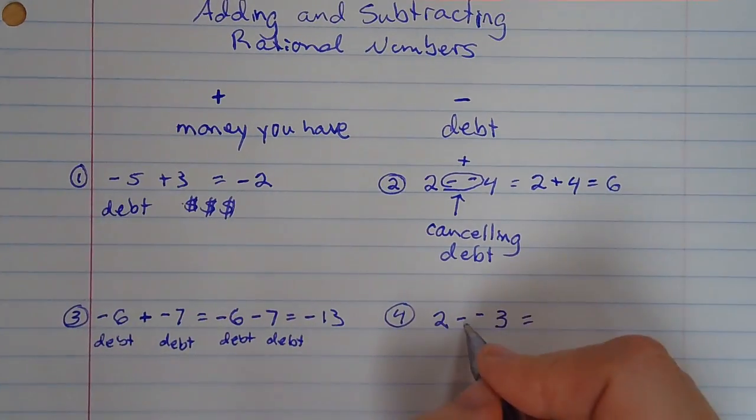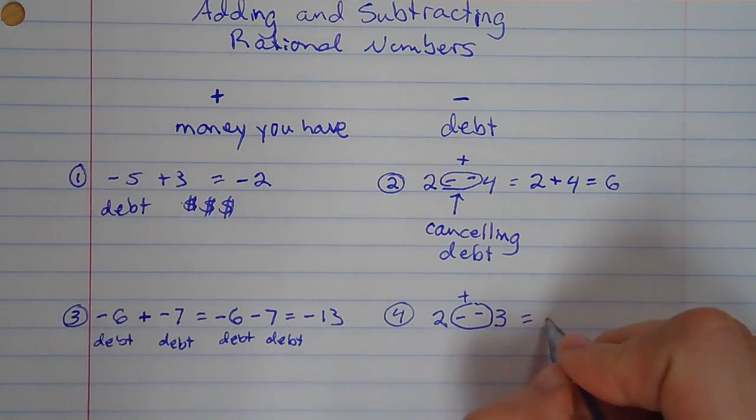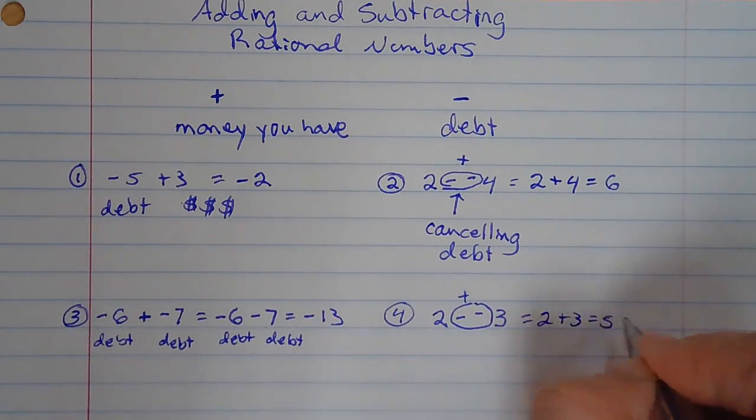Whereas with this one, it's kind of like you're canceling that debt again. So if you want, you could go ahead and make that a plus. Then you have 2 plus 3, which is 5.